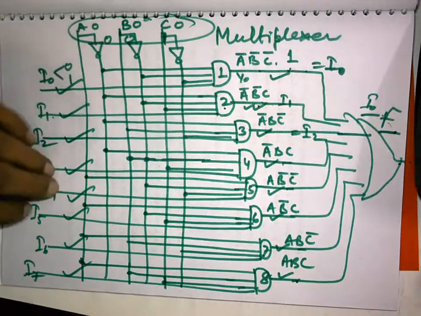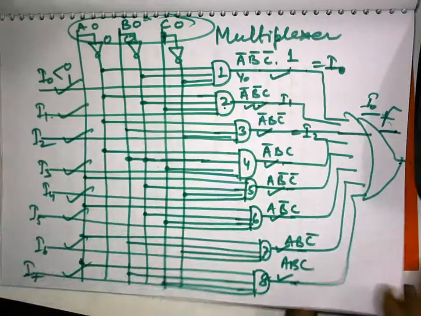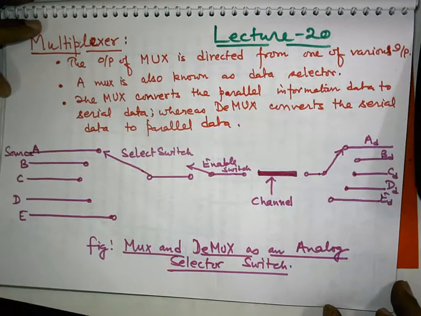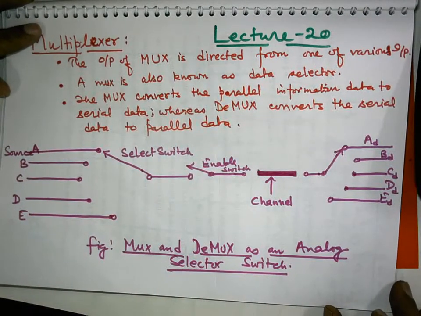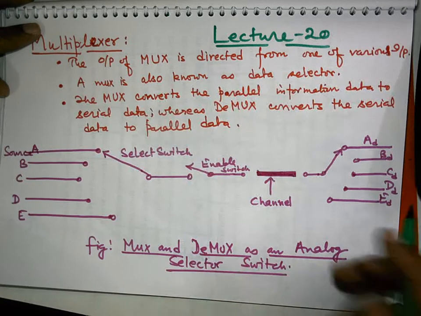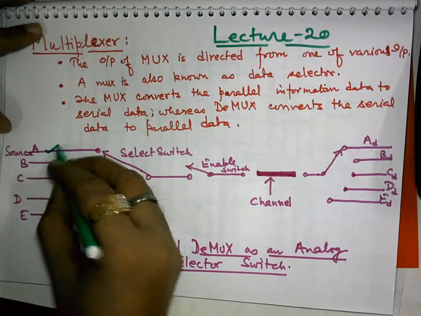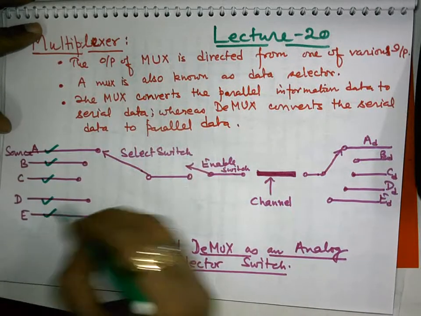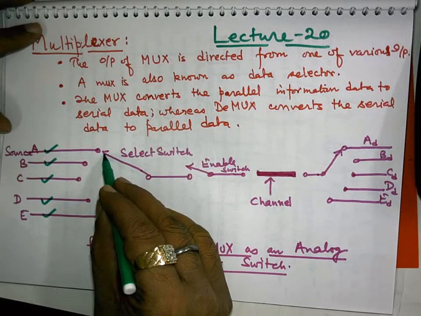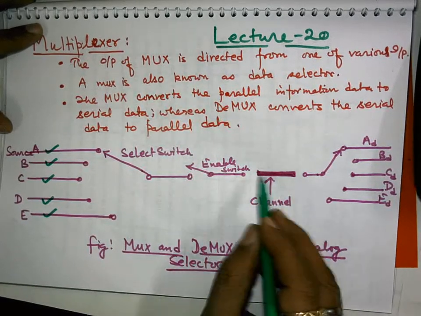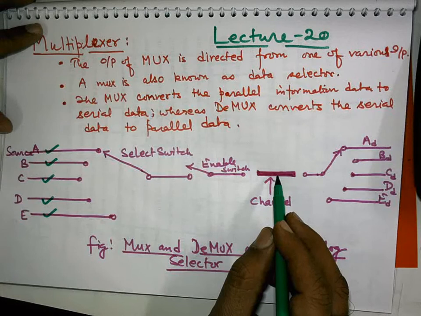Now I will come to the definition. The output of a mux is directed from one of the various inputs. There are many inputs A, B, C, D, E, and we will select one of them and direct it to the output, to the channel.